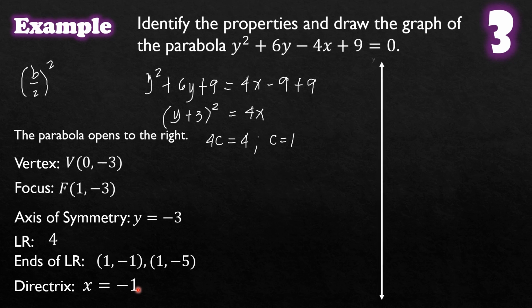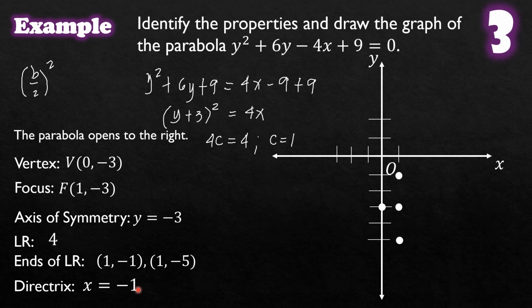Let us graph the parabola. We have the rectangular coordinate system. Then we have the vertex at (0, negative 3). The focus at (1, negative 3). The ends of latus rectum, the directrix, and the parabola.